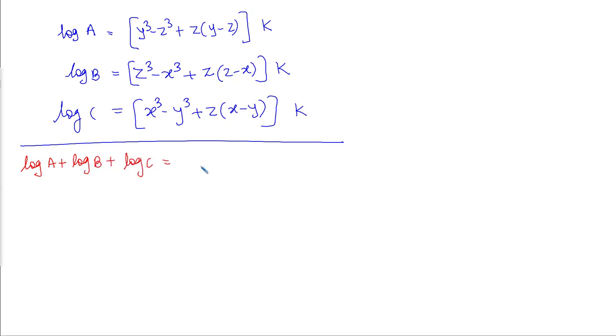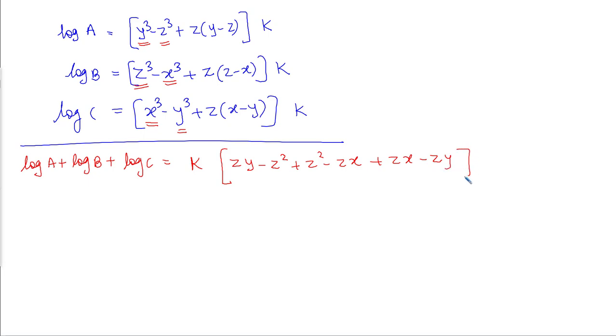Okay, so now let's take k common and let's add all these three brackets. If we take k common, x cube minus x cube will get cancelled out, y cube minus y cube will get cancelled out, z cube minus z cube will get cancelled out. So what we are left with is zy minus z square, plus z square minus zx plus zx minus zy.